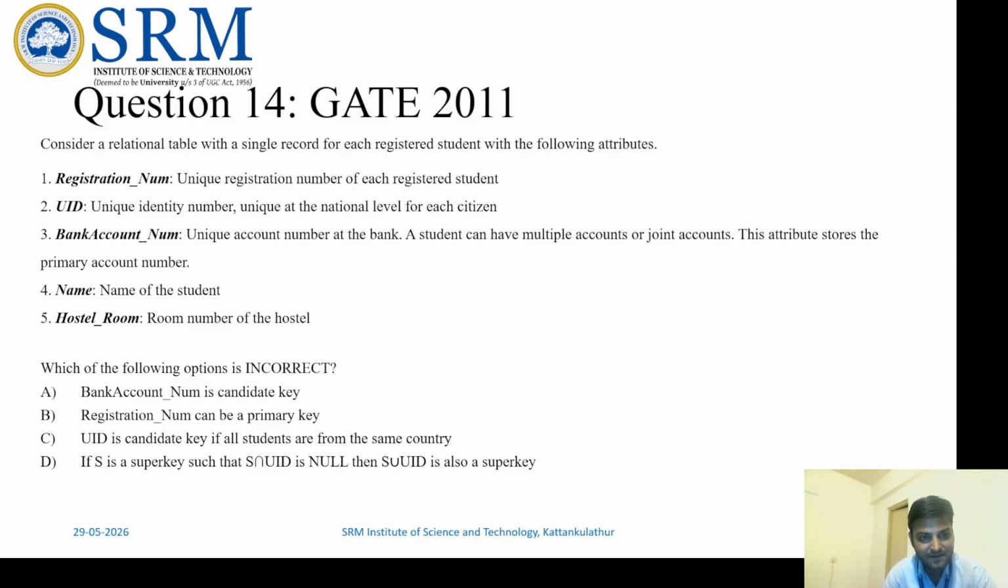Now B, registration number can be a primary key. Obviously, in the database of a university, as per the question, it is written as a unique registration number of each registered student. So whenever we maintain the table, the registration number that we put will be unique for each and every student, and it will be a primary key. Whenever it is a primary key, it will be a candidate key.